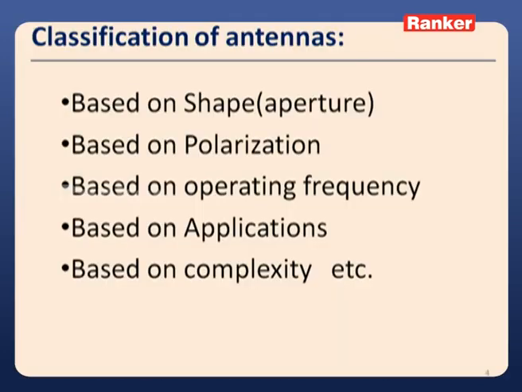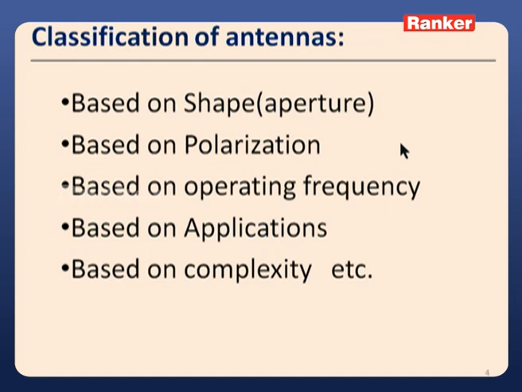Now observe the second category, based on polarization. We already discussed different polarizations. What polarizations do we have? Linear polarization, circular polarization, and elliptical polarization. For different applications, different antennas will be there. For a linearly polarized signal, we use antennas like a linear wire antenna. For circularly polarized signals, we use a helical antenna. For elliptically polarized signals, an array is used, a patch antenna array with different inputs. Depending on the polarization type we require, the antennas are classified.